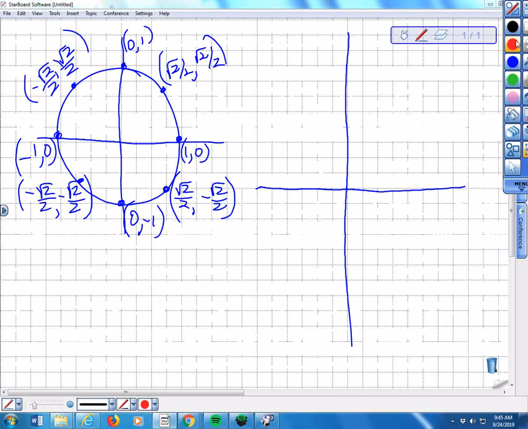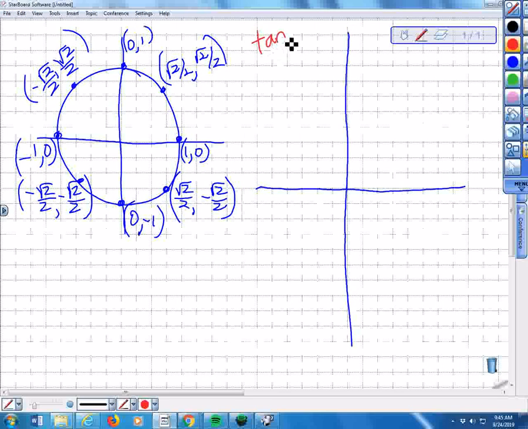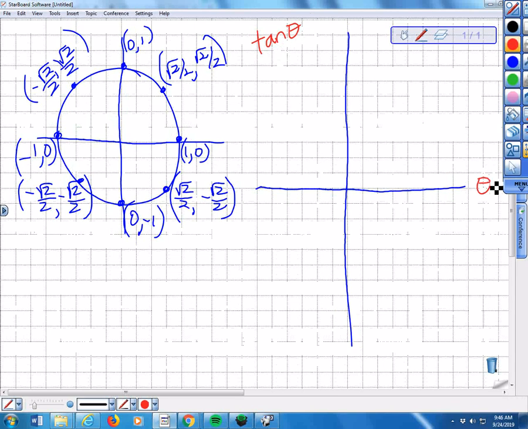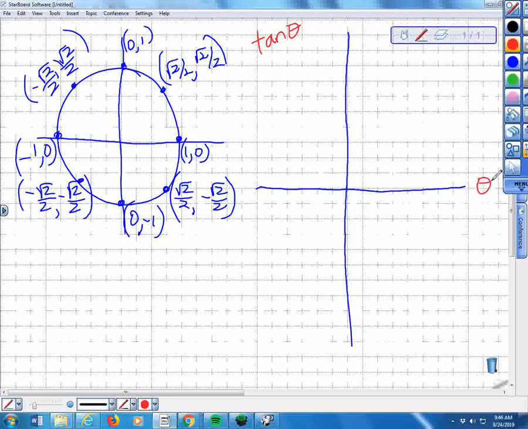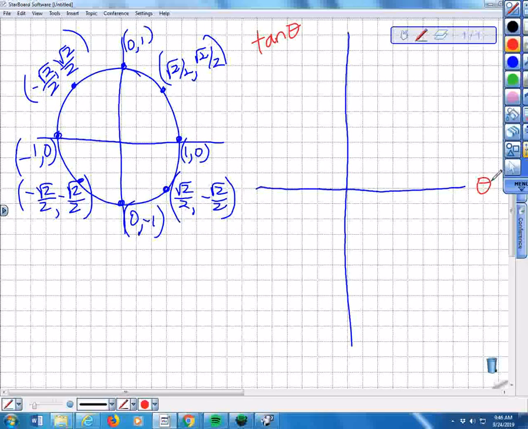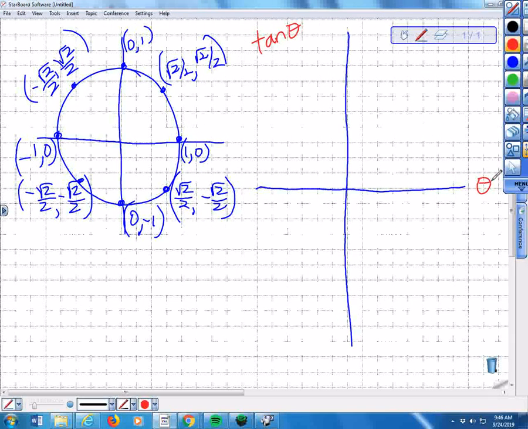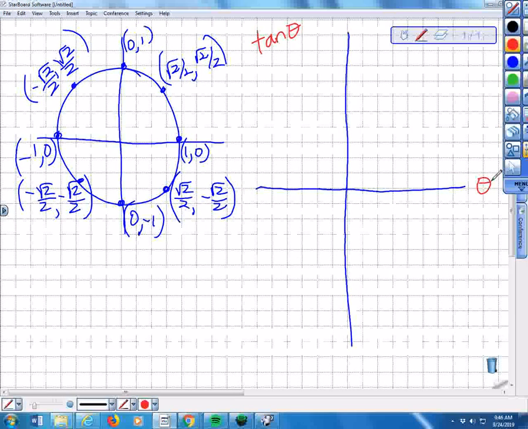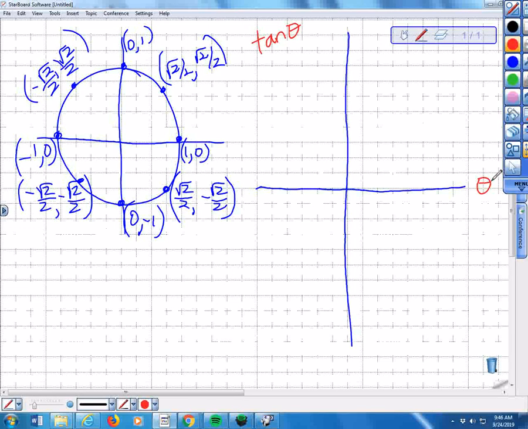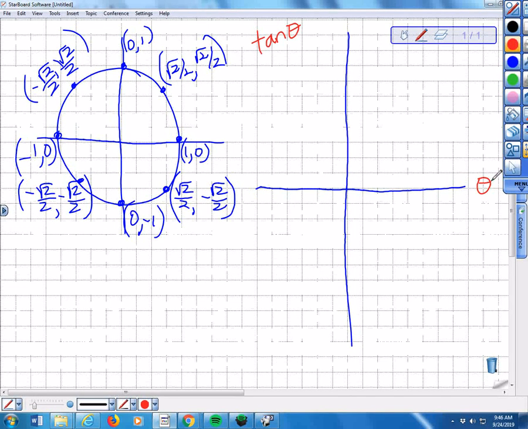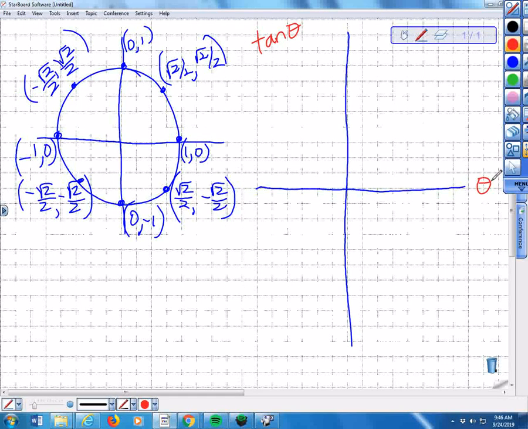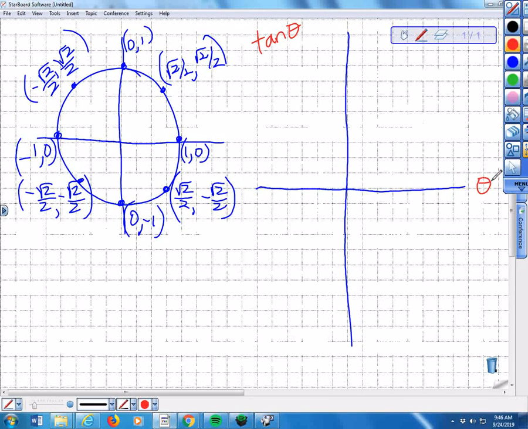So if we're doing tangent x here, or tangent theta, whatever you want to do, this is theta. Tangent is sine over cosine. So where are my asymptotes going to be when what's 0? Cosine. When cosine is 0. Because sine over cosine, when we have 0 in the denominator, is where we're going to have an asymptote. So when cosine is 0, that happens at pi over 2, 3 pi over 2, 5 pi over 2, 7 pi over 2, to infinity, both directions, right?